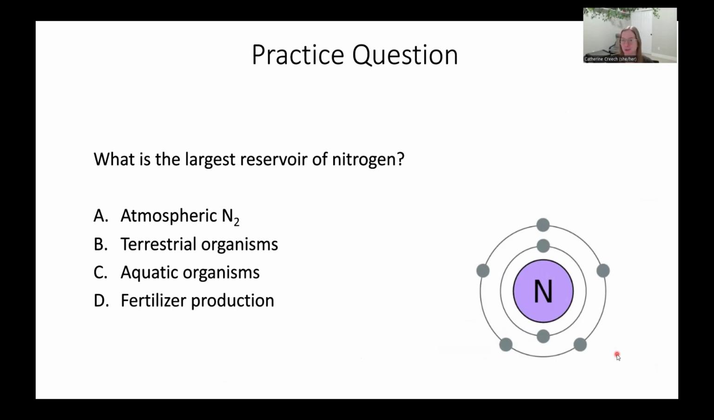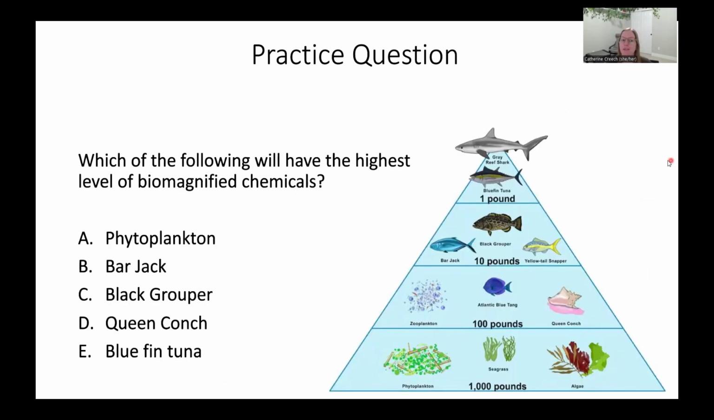So here's the first one. What is the largest reservoir of nitrogen? It is A, atmospheric nitrogen. Which of the following will have the highest level of biomagnified chemicals? You're going for your highest trophic level because it increases as you go up your trophic cascade. That's going to be your bluefin tuna.